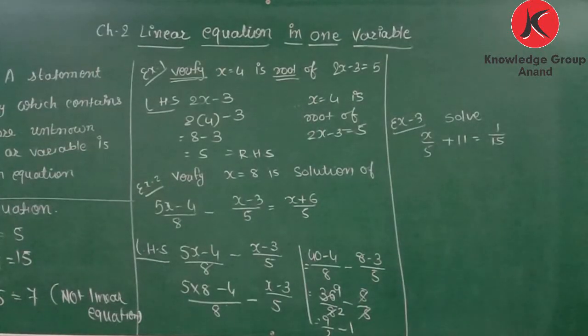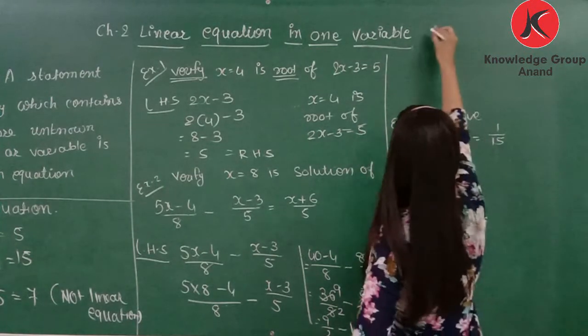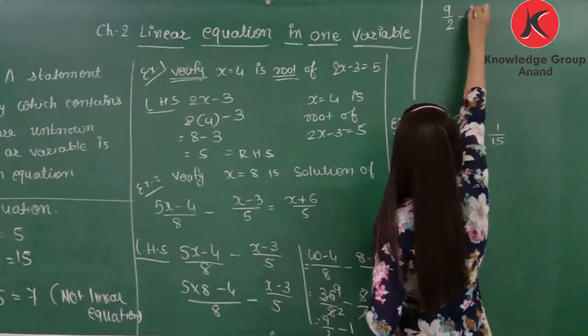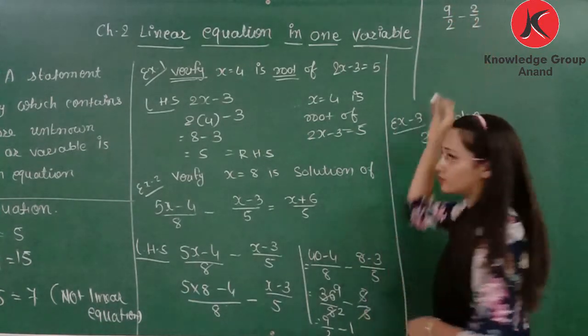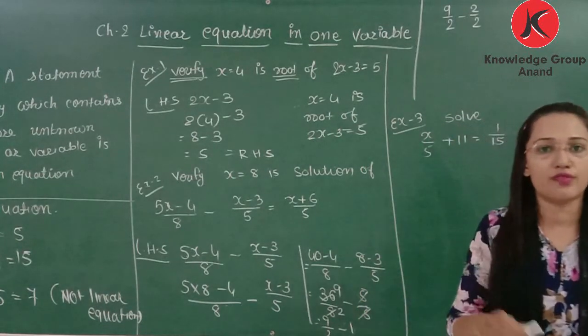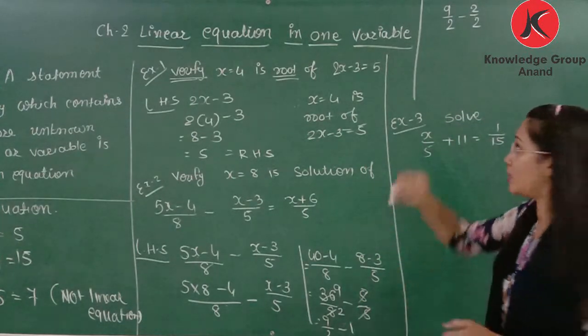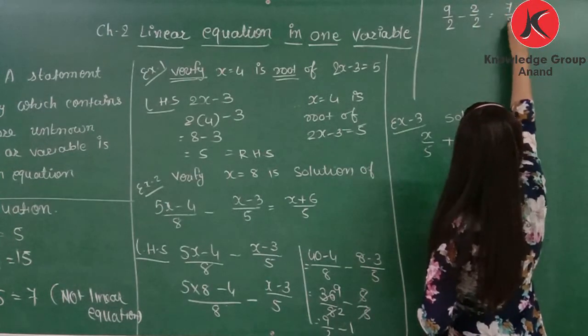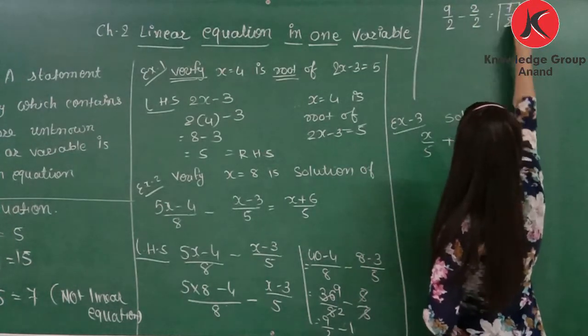So here we have 9 by 2 minus 1. So now let's solve. 9 by 2 minus 2 by 2. Okay, because here 1 is there, means we need to take LCM, means 1 is multiplied with 2 and divided. So we will get 9 minus 2 is 7 by 2. So that is our left hand side.